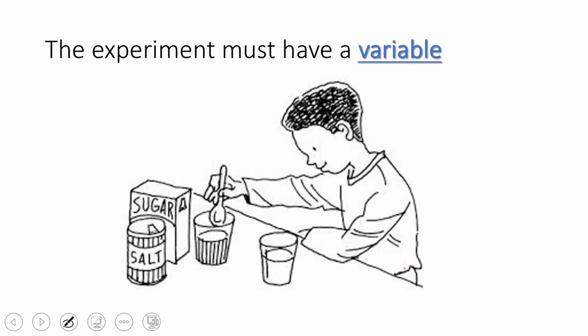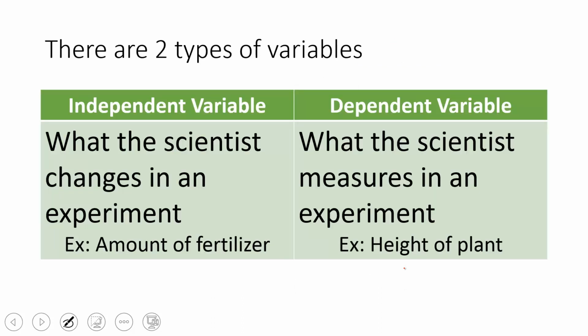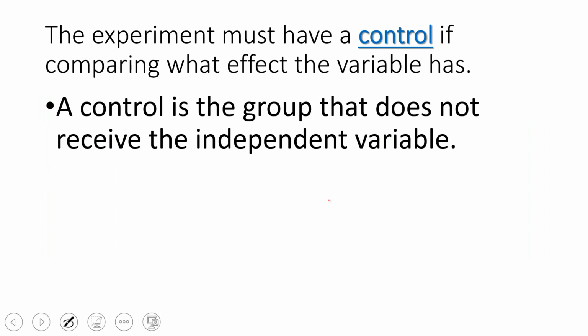Next, an experiment must have a variable. It must have something that we can change. There are two types of variable. The independent variable, what the scientist changes in an experiment, and the dependent variable, what the scientist measures in an experiment. So for the independent variable, we might change the amount of fertilizer, and we would measure the height of the plant. Let's take a look.